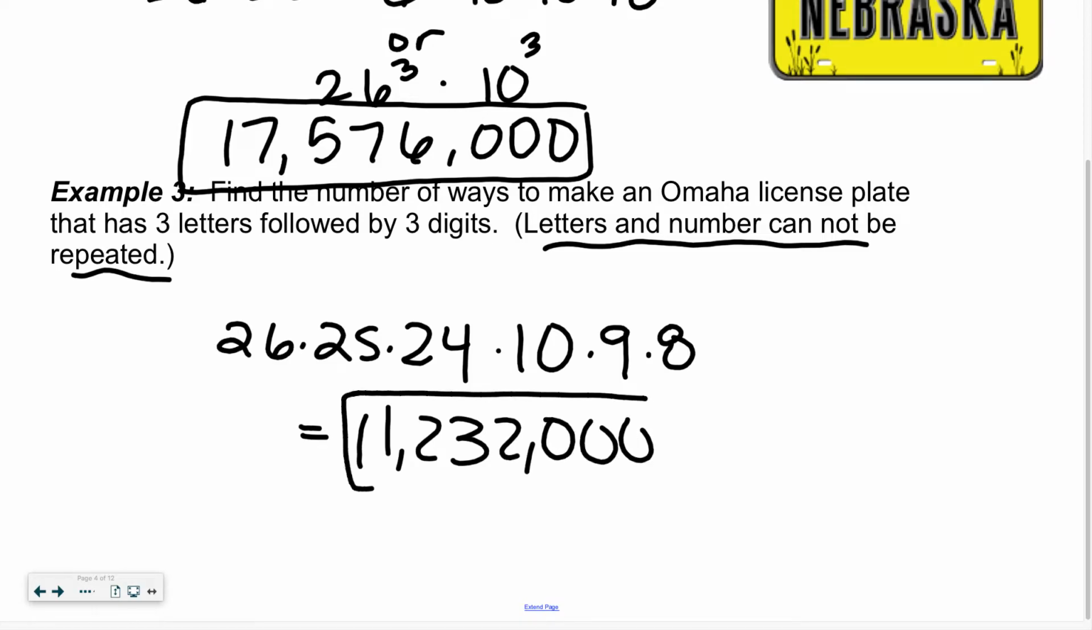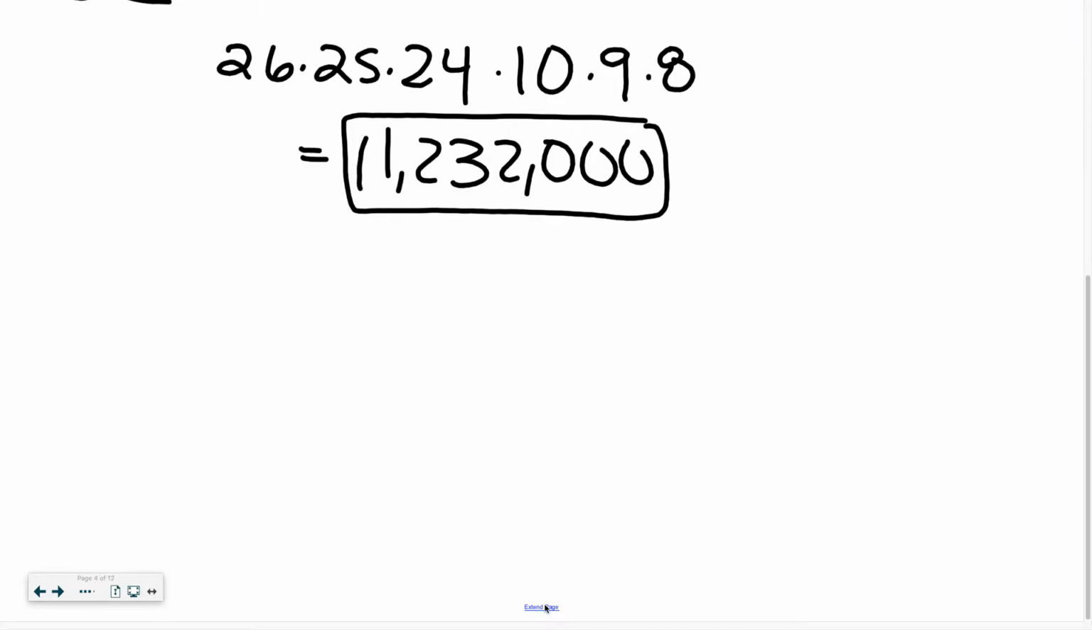11,232,000. Okay, now I can amend this question a lot of different ways, and that's why I'm saying passwords, usernames, license plates, they all kind of work the same way. You have to know how many letters and digits there are. But I could say, how many license plates are possible in this format that start with the letter N?